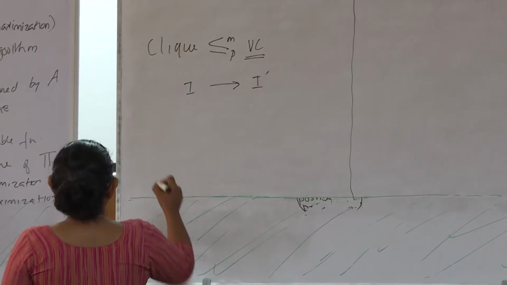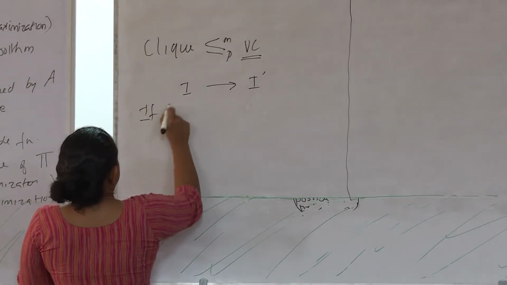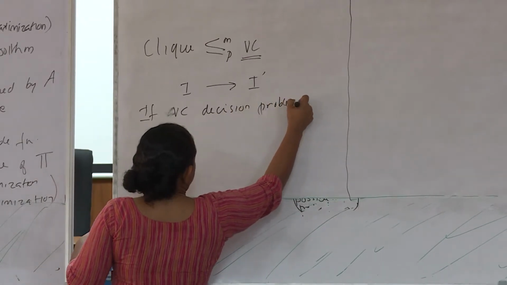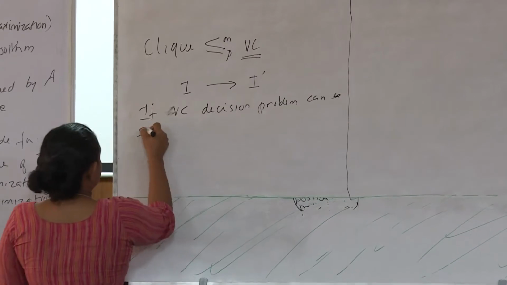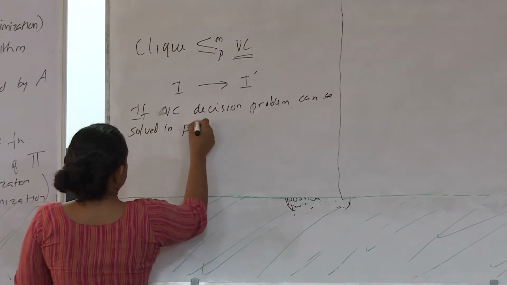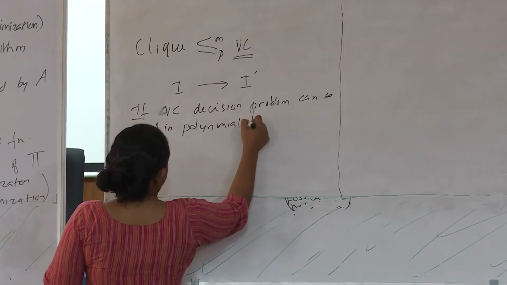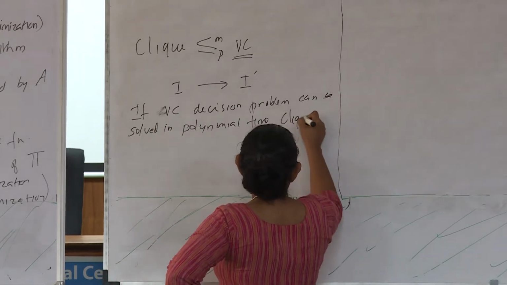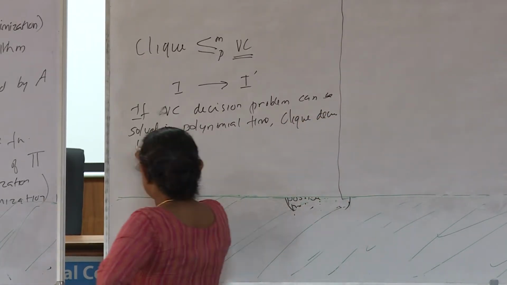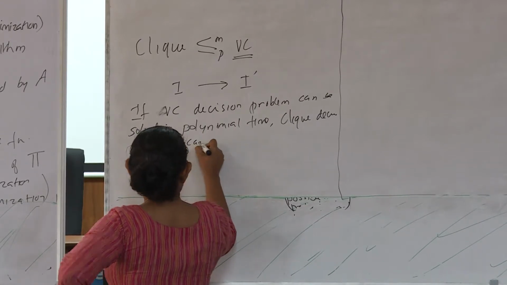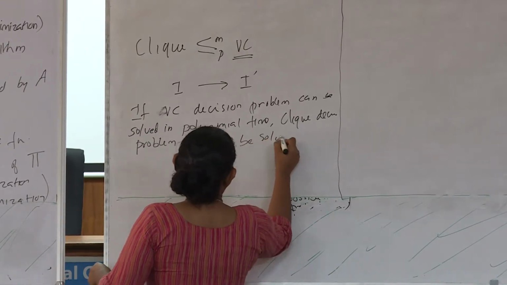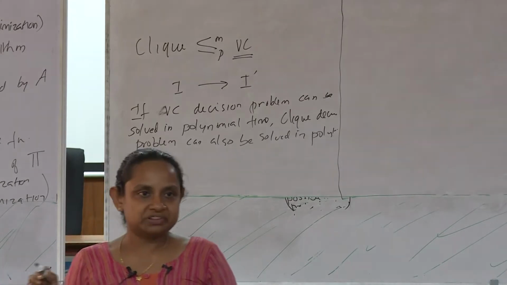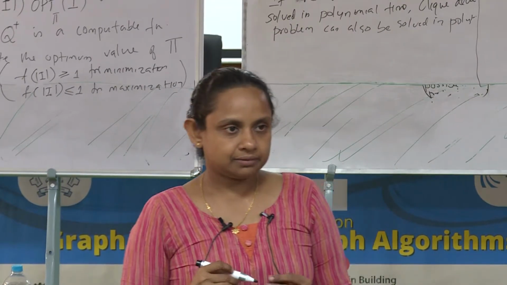So if the vertex cover decision problem can be solved in polynomial time, the clique decision problem can also be solved in polynomial time. We believe both of them are not possible, but still this is a condition, right?